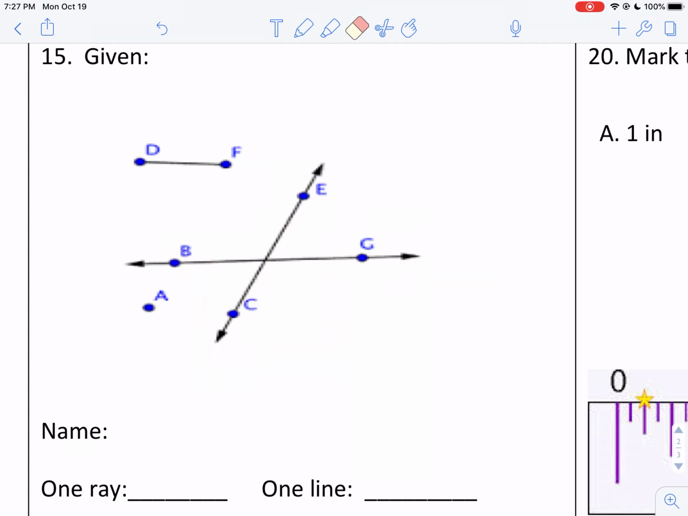And then of course, what else do we have? We have lines. So you have this line here, line CE, and you also have line BG. You have this point A, which is not on a segment, and it is not on any of the lines. So these are things that you have to pay attention to, because they could ask you for any of these things.